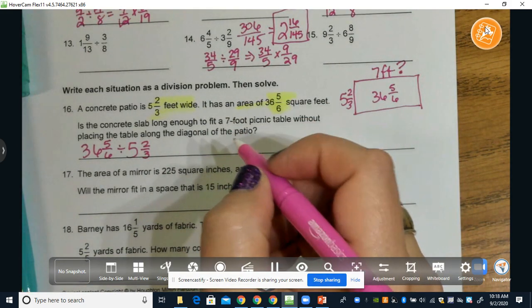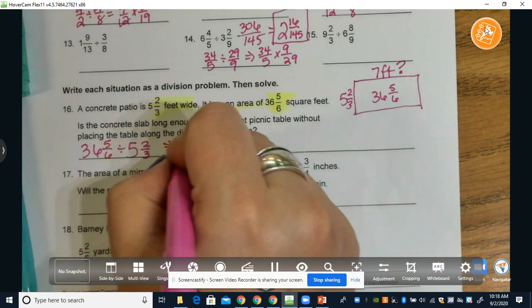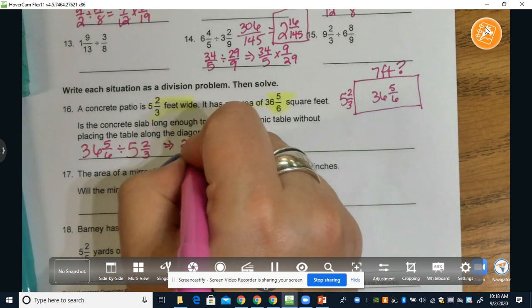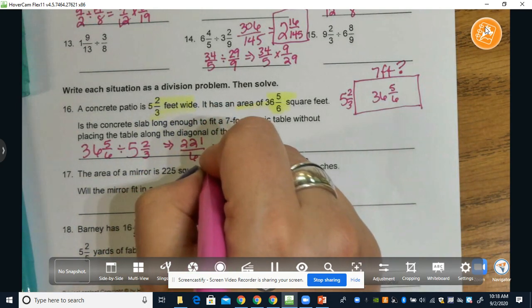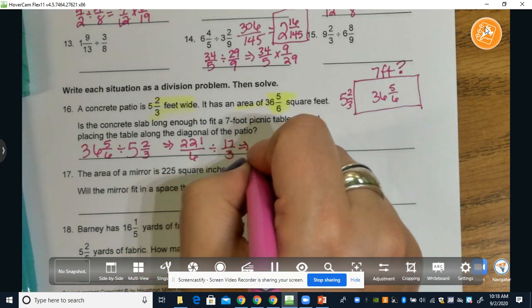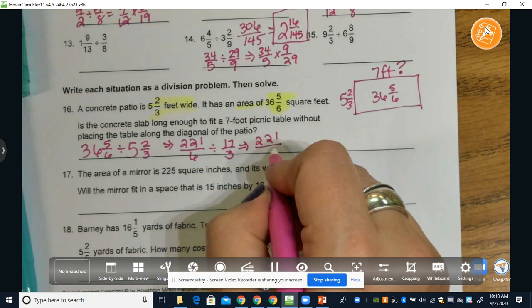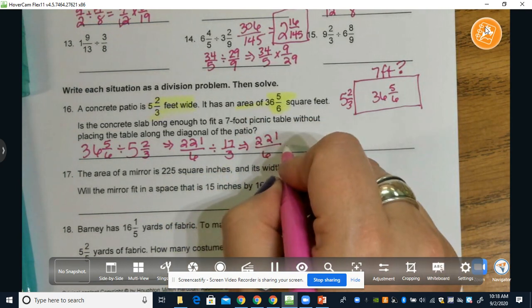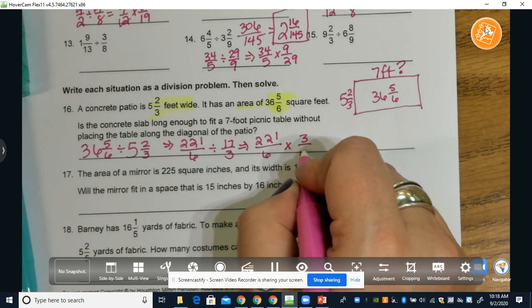Now, I'm going to make them both improper fractions, which gives me 221 over 6 divided by 17 over 3. If I keep, change, flip: 221 over 6, you keep that first one always the same, times the reciprocal of the second one.